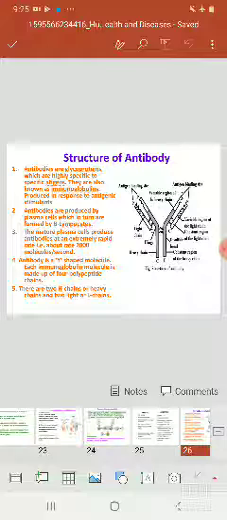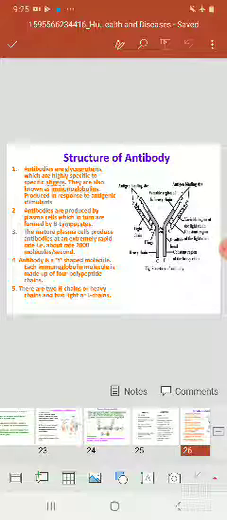The antibody is a Y-shaped structure. Each immunoglobulin molecule is made up of four polypeptide chains: two heavy chains, the H chains, and two light chains, the L chains. The four polypeptide chains are held together by disulfide bonds, which form the Y-shaped structure. The region holding together the arms and stem of the antibody is termed the hinge.